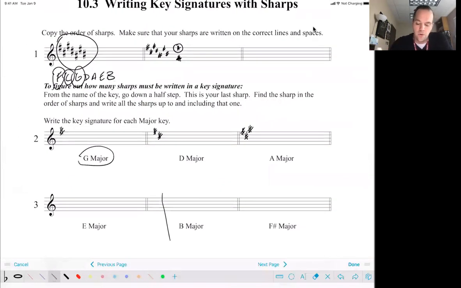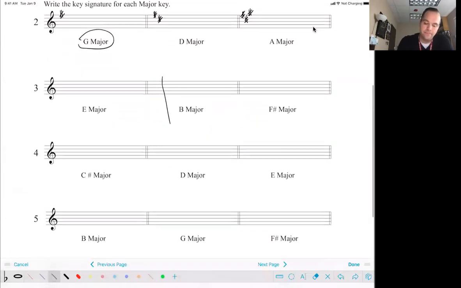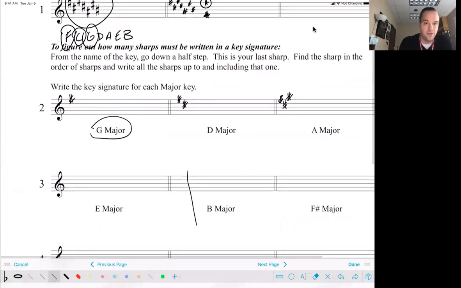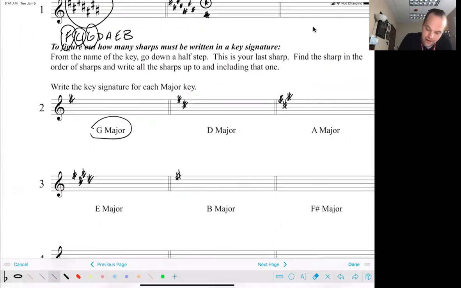Okay. And then if we keep going, I'll do a couple more. E major. So I go down. They're doing these all in order for you so far. So I go down a half step. That would be D sharp. So I do Father Charles goes down. And I stop there on 4. Then B major. I go down a half step. That would be A sharp. So I need all the way up to A. Father Charles goes down and like that.